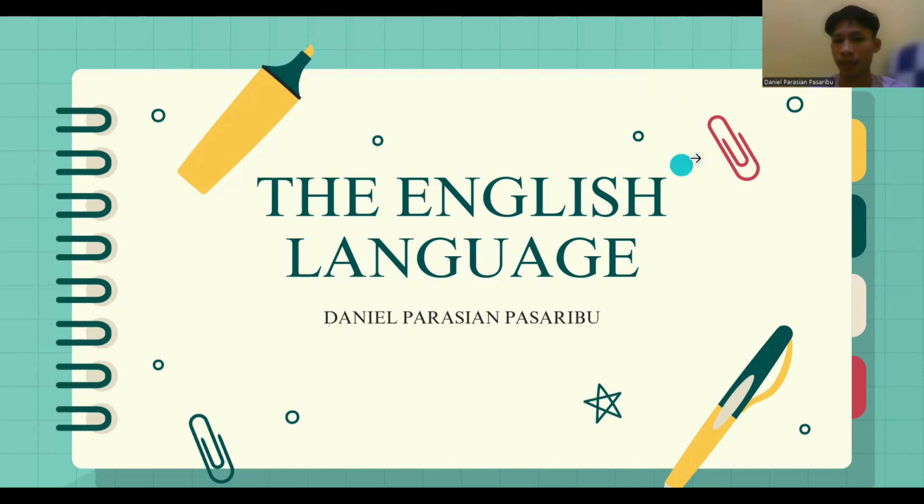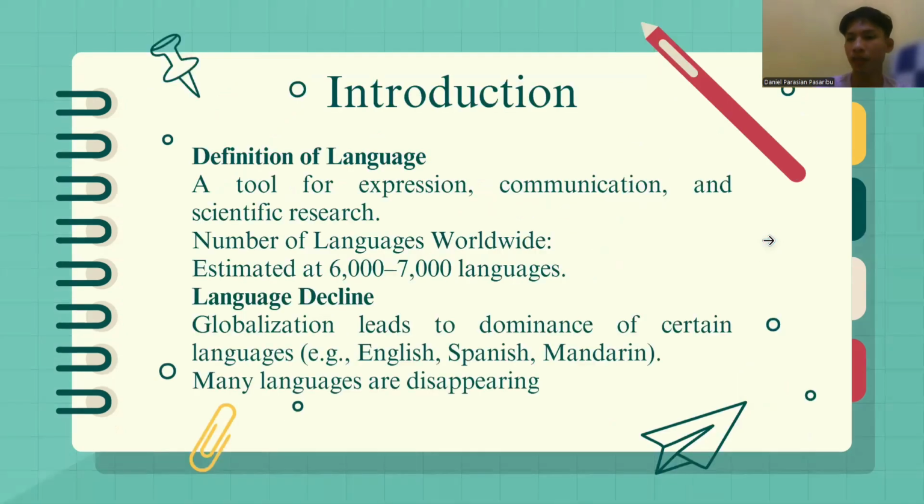Okay, let's start with the introduction. Definition of language. Language is a system used to express thought, ideas, and emotion. It serves as a medium for communication, so it can help humans to connect socially. And language is also a crucial tool in science, enabling the sharing of knowledge across generations.